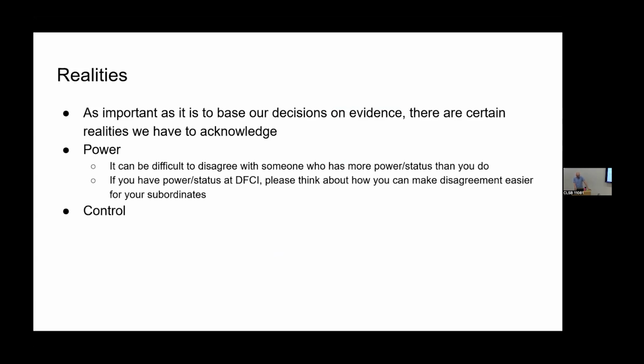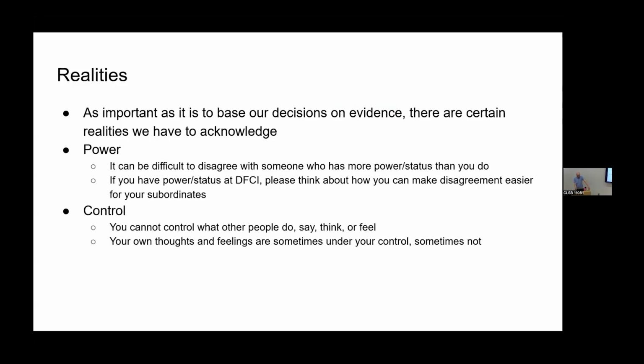I also want to mention control. You cannot control what other people say, do, think, etc. So we do have to acknowledge that there are limits on what we can do. Even our own thoughts and feelings are sometimes not under our control. We have first impulses that just come to us unbidden, but we can control what we do or say. So I'm going to try to focus on what we can actually do and say in this talk.